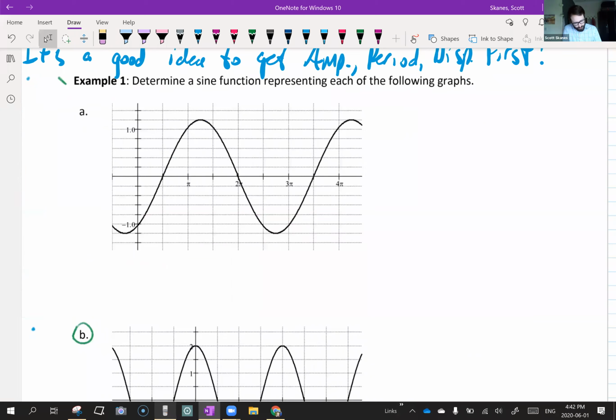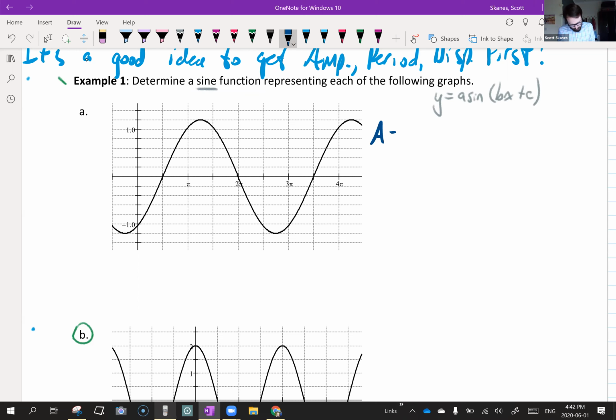It says, determine a sine function. It's extremely important that you see that it says sine. It does not say cosine. So we're getting a sine function. That means we're going to be getting something that looks like this. If it was asking for cosine, use the cosine version. And that's it. There's no other information. So let's try and figure out what we are looking for.